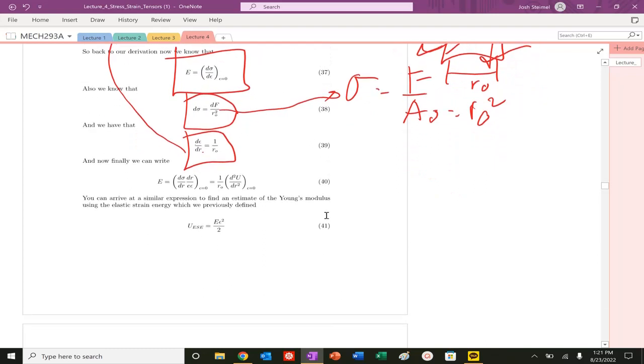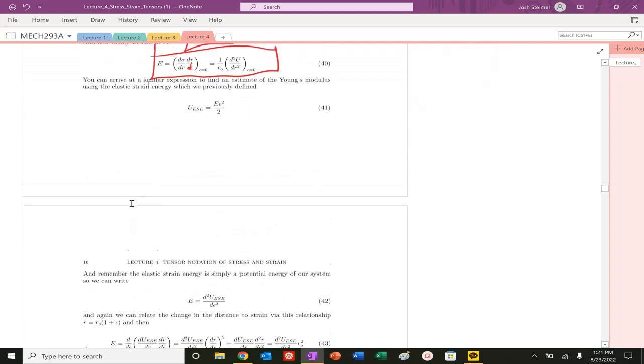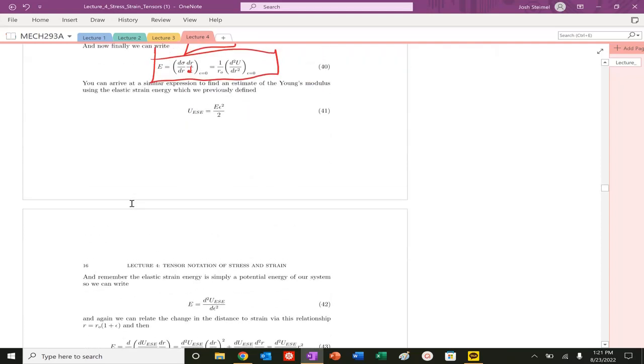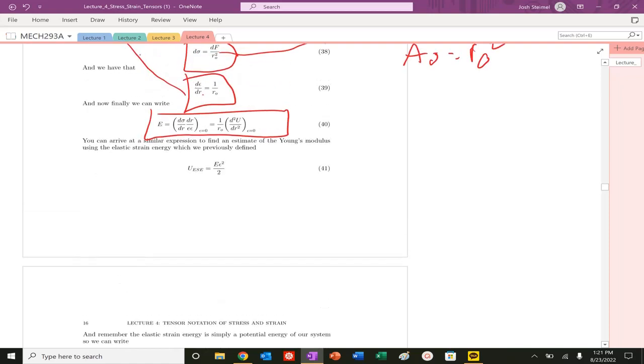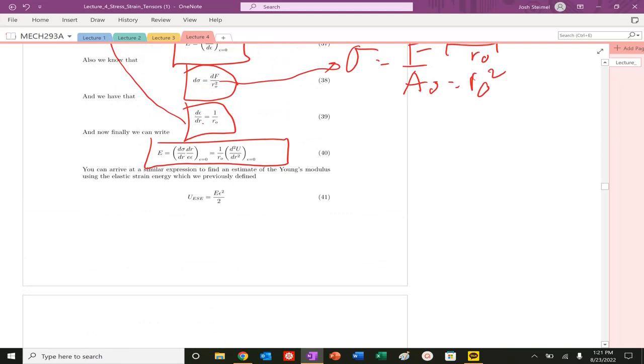And now I can start to rewrite my functions here. And this should not be a partial, this should be a dE. But I can rewrite my expression. And we can see that right here. So I can rewrite these terms. Let's just rewrite it here. You can see E, I can just do a little chain rule kind of thing. So d sigma dr, d epsilon, and then get those canceled out. And now I'm left with this expression right here. So my Young's modulus is proportional to 1 over R naught times d2U dr squared.